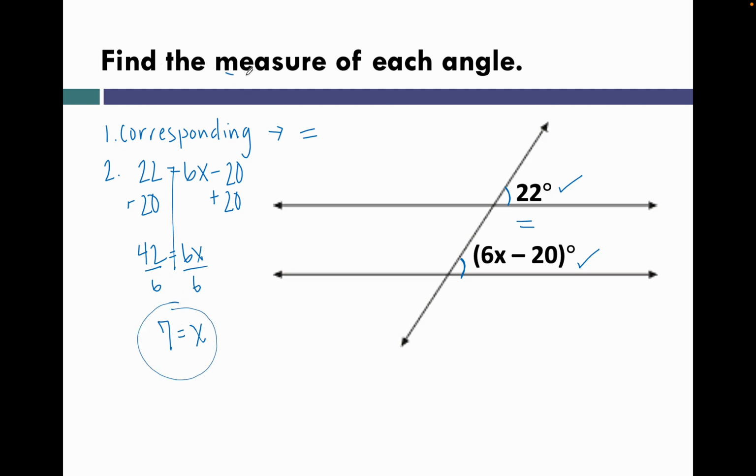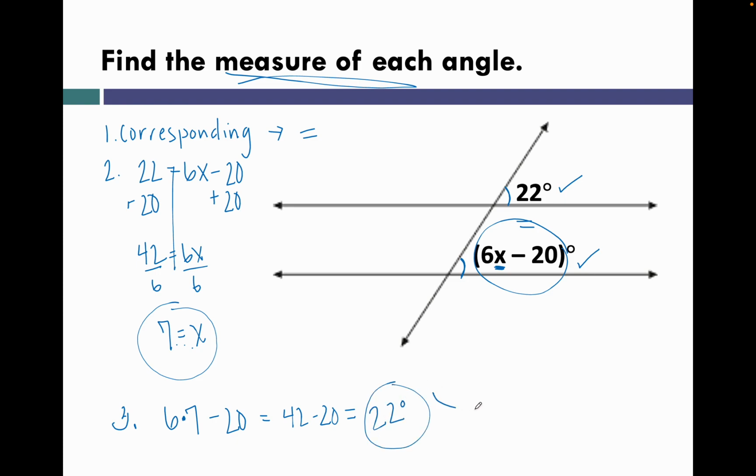Now the question says find the measure of each angle. X equals 7 is not the measure of the angle, it's just the value of x. So we do here need to take this expression, 6x minus 20, and we need to replace the x with a 7. So 6 times 7 is 42. 42 minus 20 is 22 degrees, which is what we were hoping for because we said they were equal, and this one was 22. So what that means is that we wrote the right equation, we solved it right, and we plugged it back in correctly.